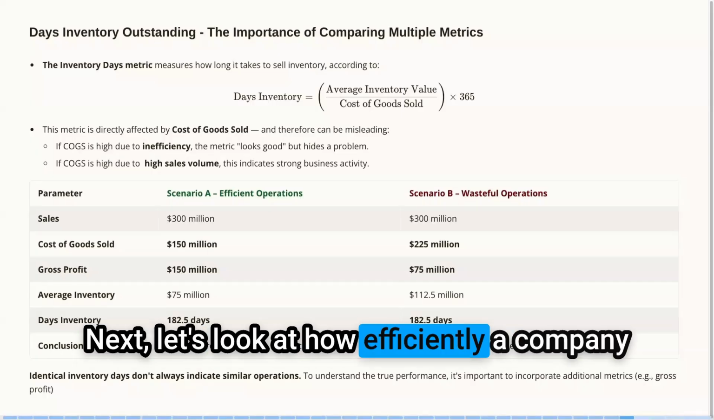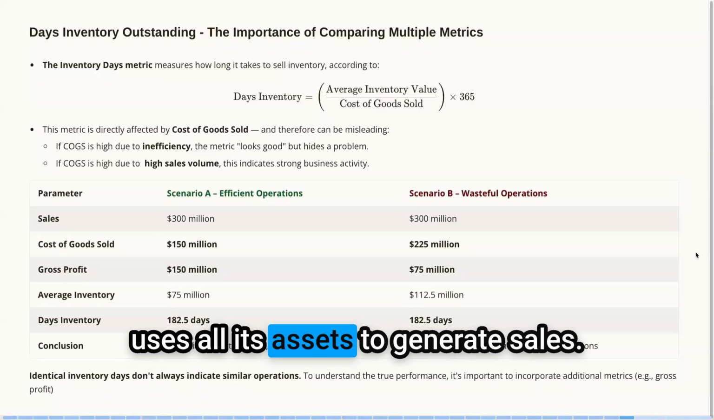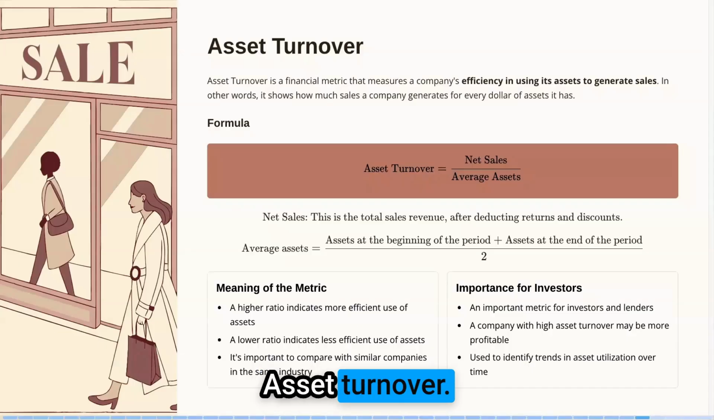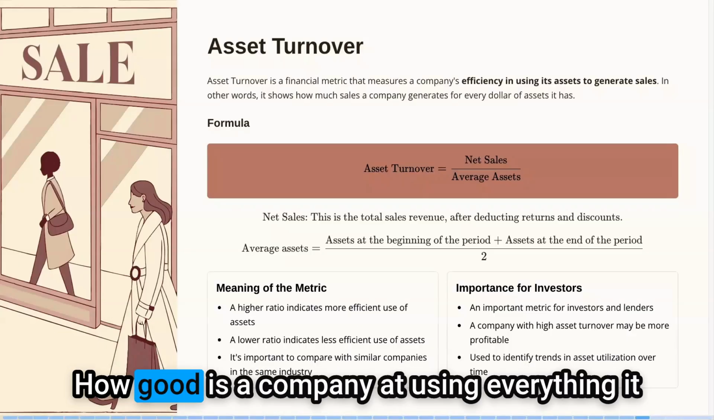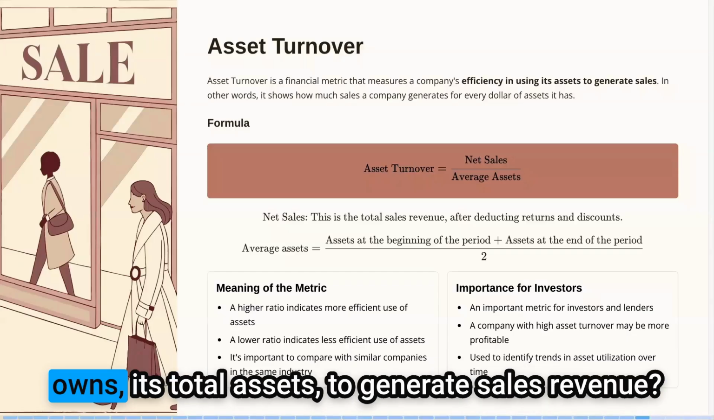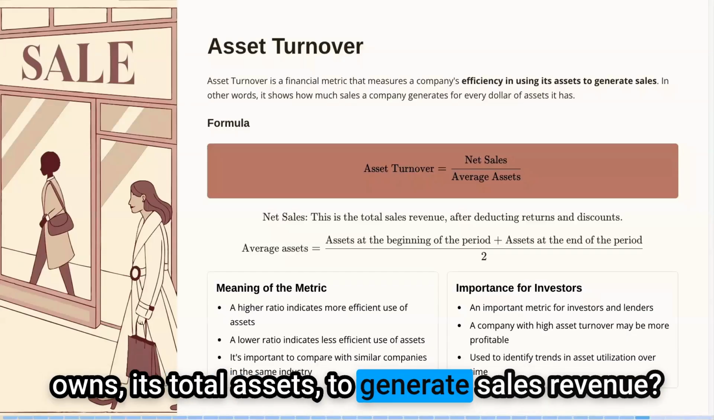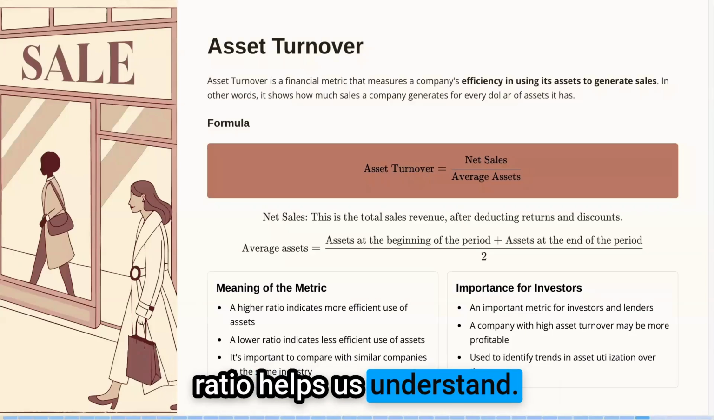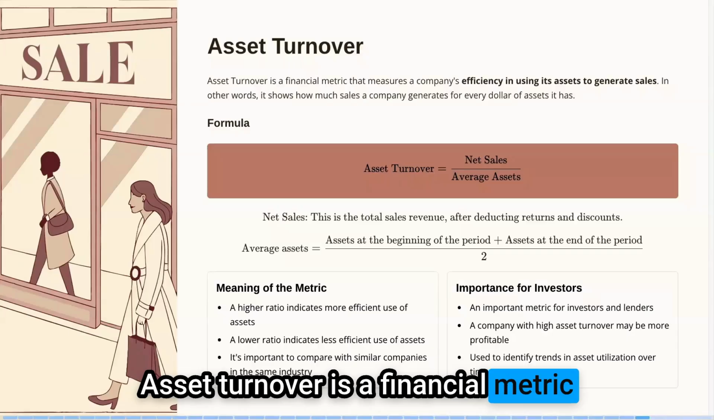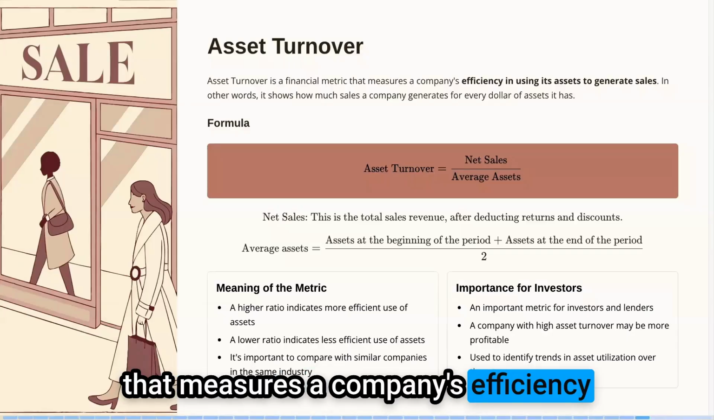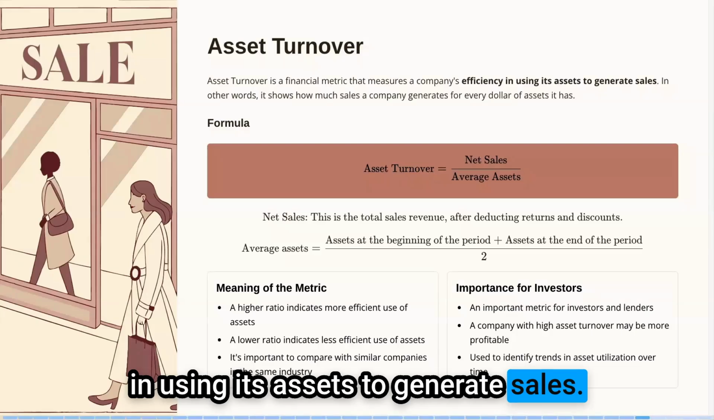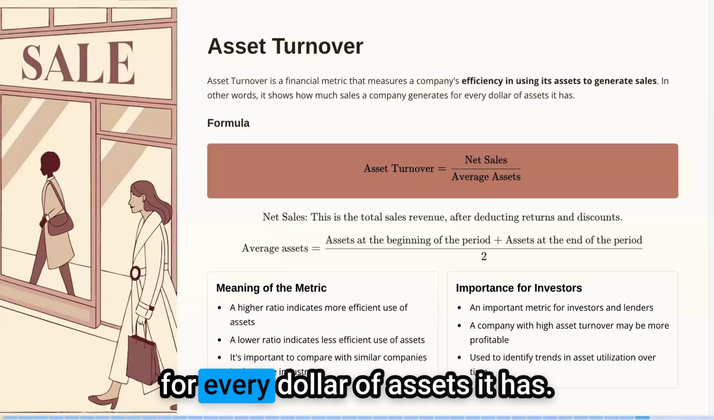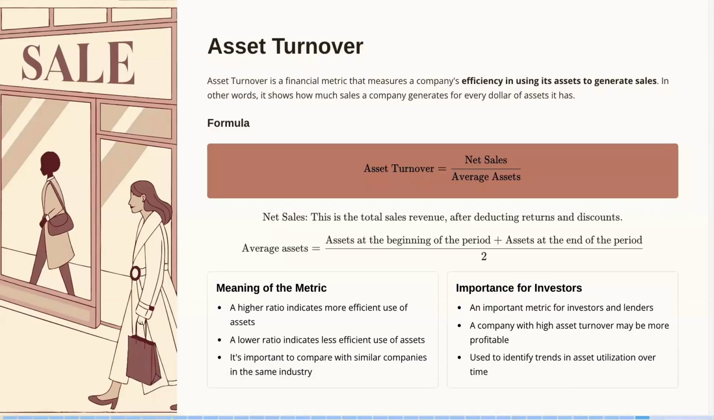Next, let's look at how efficiently a company uses all its assets to generate sales. Asset turnover. How good is a company at using everything it owns, its total assets, to generate sales revenue? This is what the asset turnover ratio helps us understand. Asset turnover is a financial metric that measures a company's efficiency in using its assets to generate sales. In other words, it shows how much sales revenue a company generates for every dollar of assets it has.